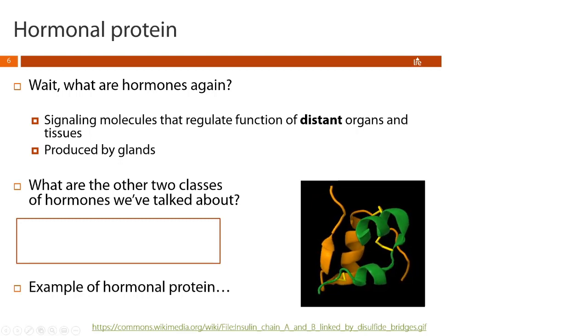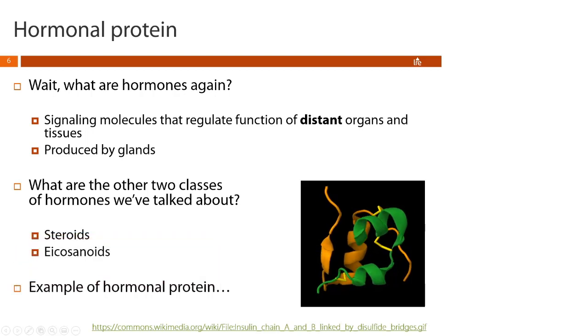And we already talked about 2 classes of hormones when we covered lipids. We talked about steroid hormones and eicosanoids. And eicosanoids should really have an asterisk next to it here because it's hormone-like. So they do regulate tissue function, but they are produced locally. They're not produced in distant glands.